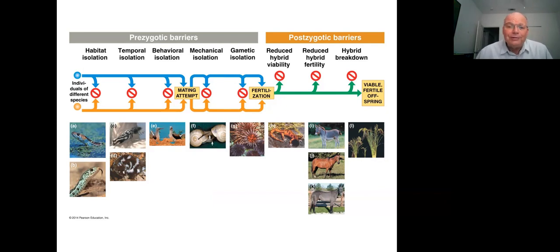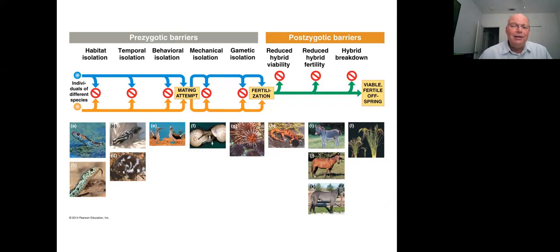Then if all else fails, if the hybrids themselves can reproduce and produce offspring, if those offspring are themselves non-viable and non-fertile or reduced in viability and fertility, then you have what is referred to as hybrid breakdown. And that represents the final, granted very small, but nonetheless very real barrier between the two species.